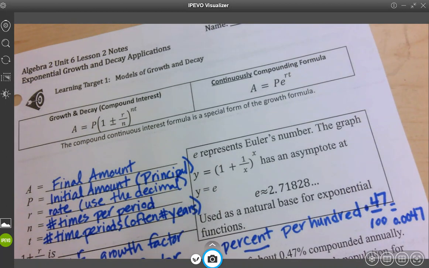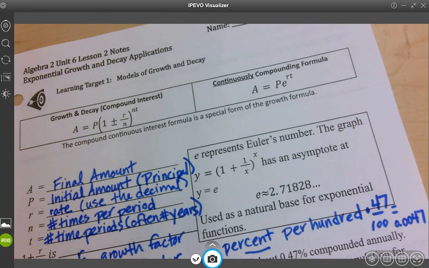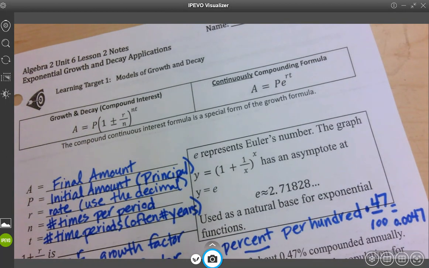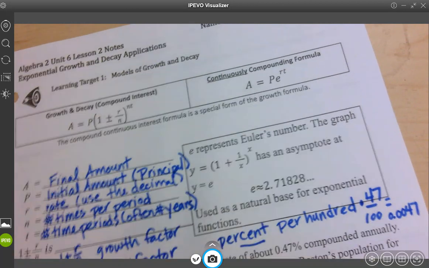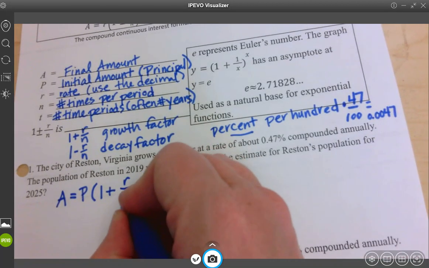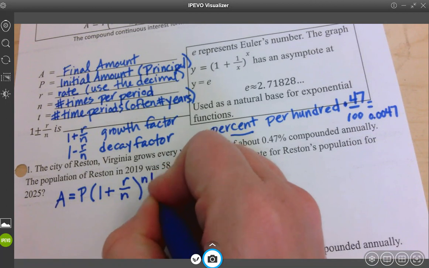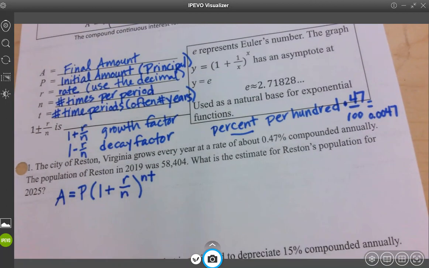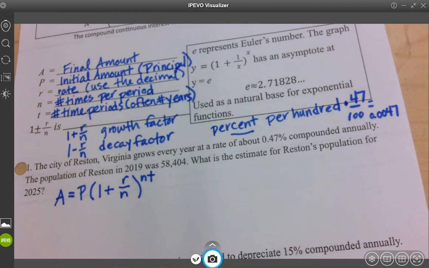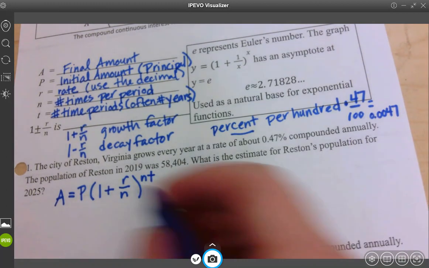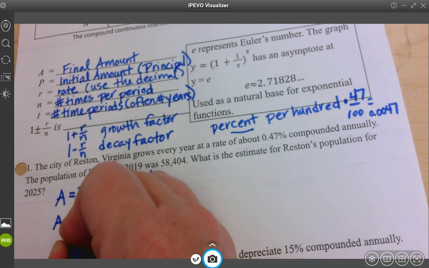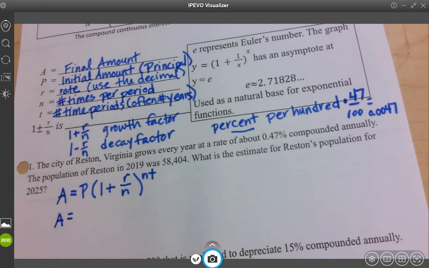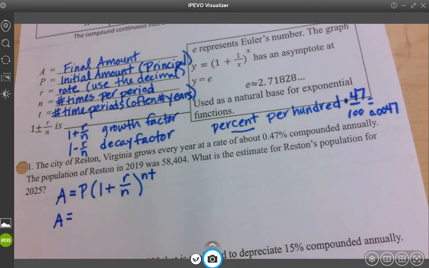Actually, you know what? We're going to start by writing the formula. Is it going to be a plus or a minus? It's a plus because our population's growing. Okay, that's the formula. Plus because we're growing. Now, we don't know A. That's what we're trying to find out. What's P? Look back up. What did it say P is? The initial amount. So what's the initial amount?